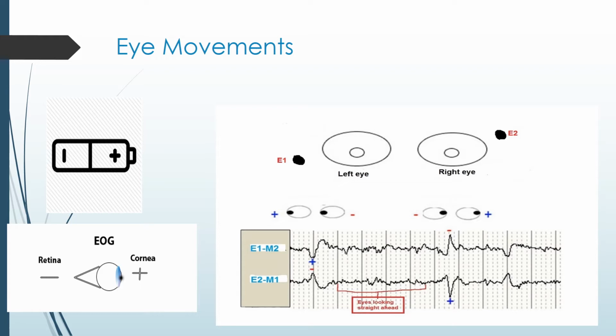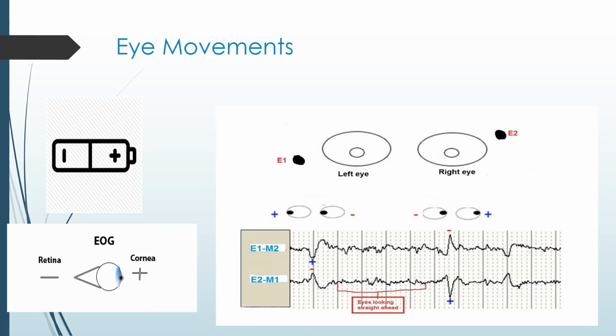Now the person is looking right. So now the retina has moved towards the left eye electrode, excuse me. So that has made a negative deflection, and now that line has moved upward. And then it goes back to center.